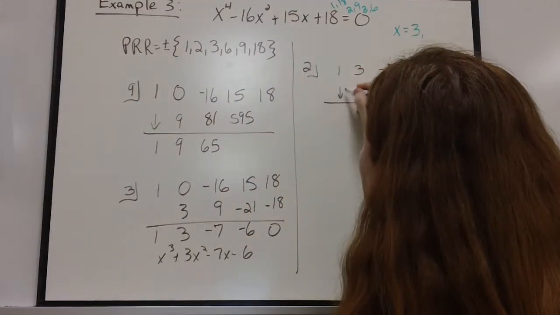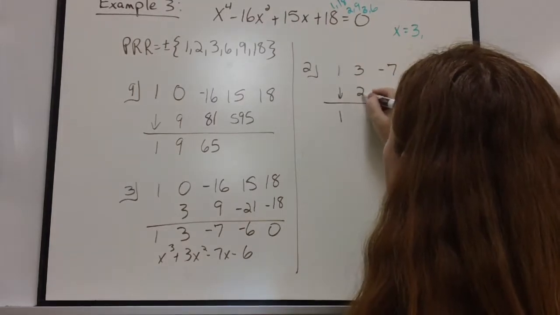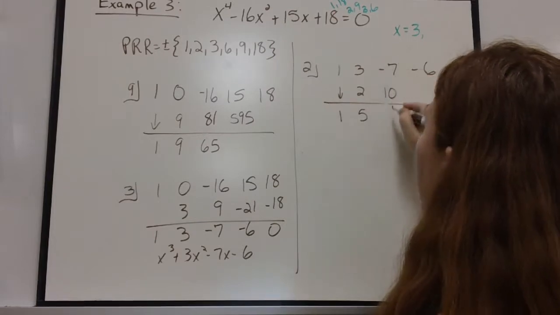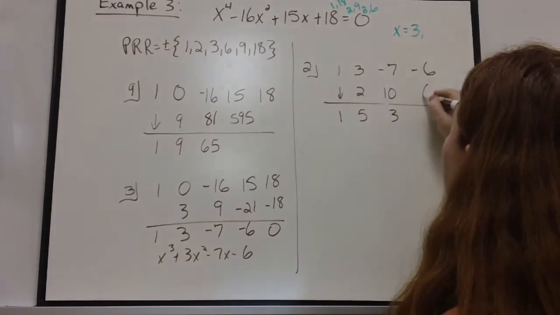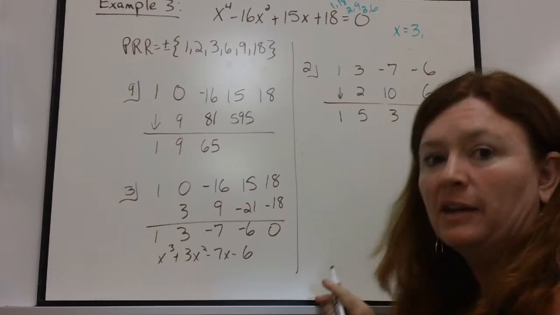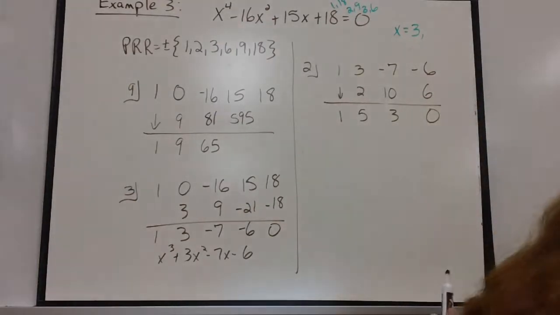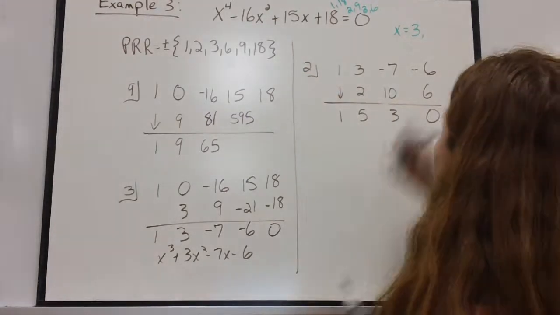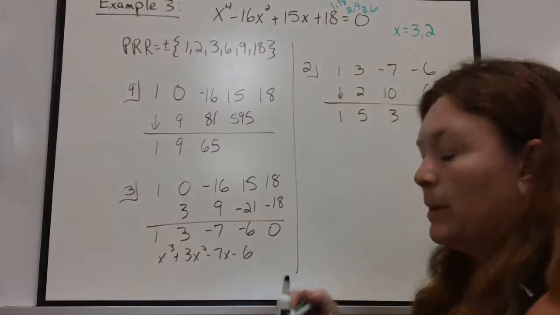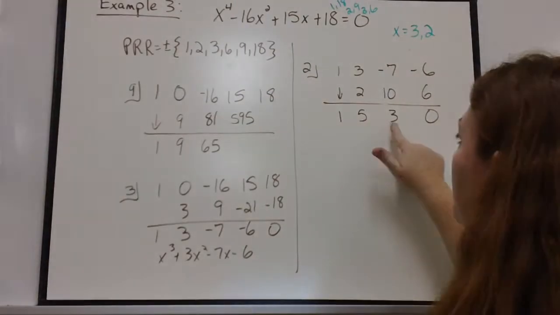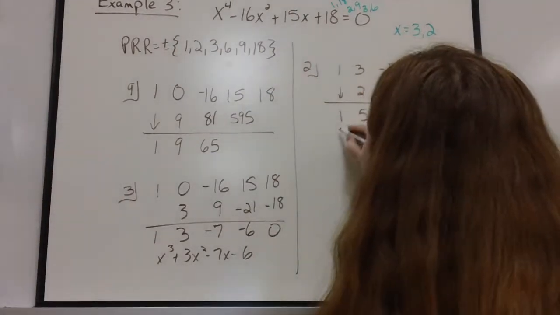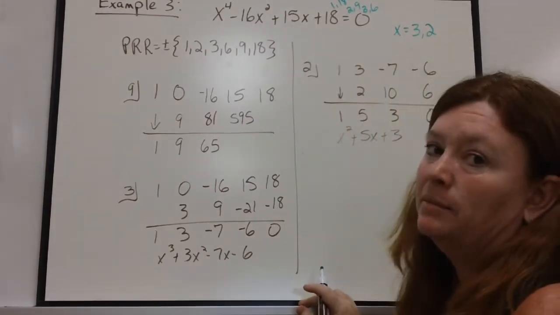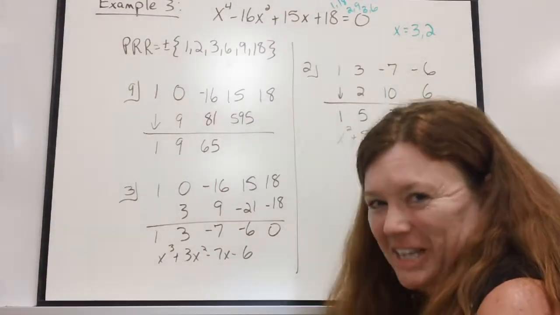Bring down the 1. 1 times 2. Add. Times 2. Add. Times 2. I see it. Add. I found a solution. So 0 is my remainder. 2 works also. I'm going to put 2 on my list. And guess what I now have? I have a 1 and a 5 and a 3, which represents an x squared. That can't be factored. Darn it.